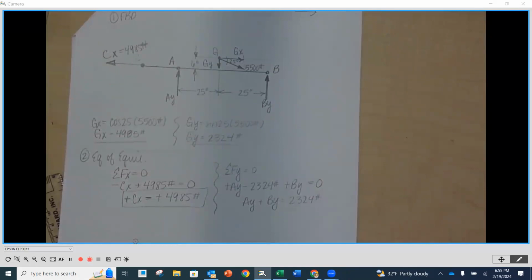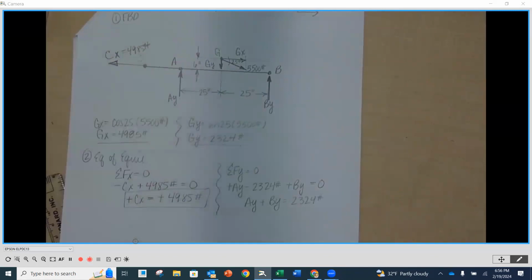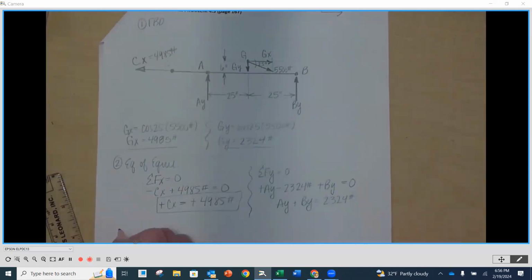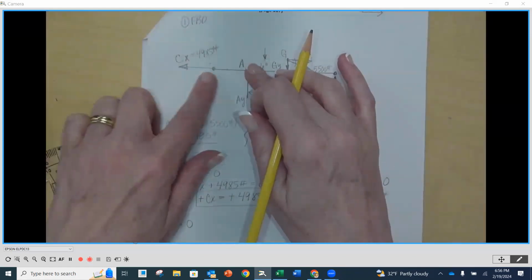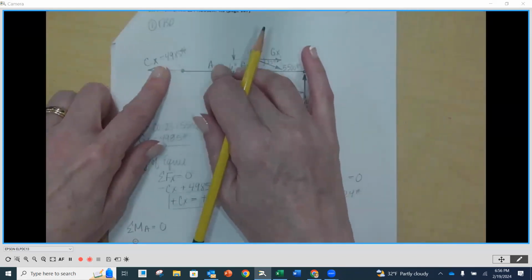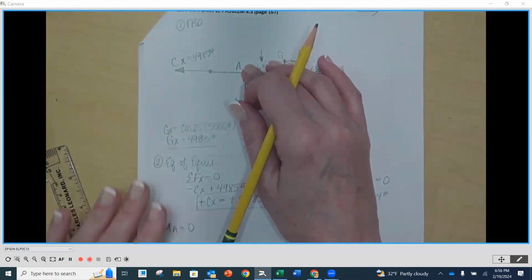Now what? Our two unknowns are AY and BY. Probably got some moments, right? Around A or B. A, you want to do A? Sure. Or B, whichever one. We'll sum around A. So I'm going to sum moments around A equal to 0. Put my finger on A. Now, this is where this distance doesn't matter because CX runs right through A, right? So it's not going to cause rotation, so we don't need that perpendicular distance. They didn't include it either, all right?